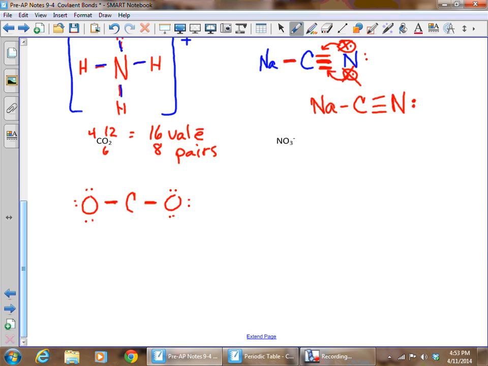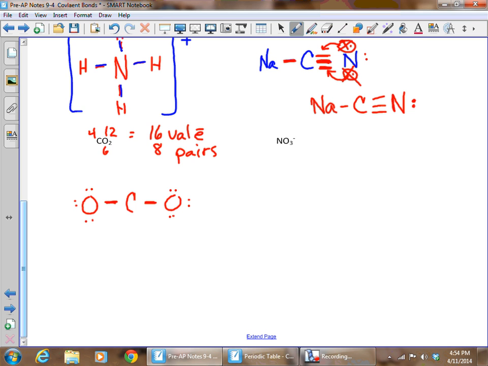Again, at first glance, we might think everything's good. But is it? No. We've got carbon with only 2 pairs of electrons around it, and we've already established that carbon's not going to let that happen. So, first thing we've got to do before we think about multiple bonds, because remember, if we run out of valence electron pairs before everything has an octet, we think multiple bonds.